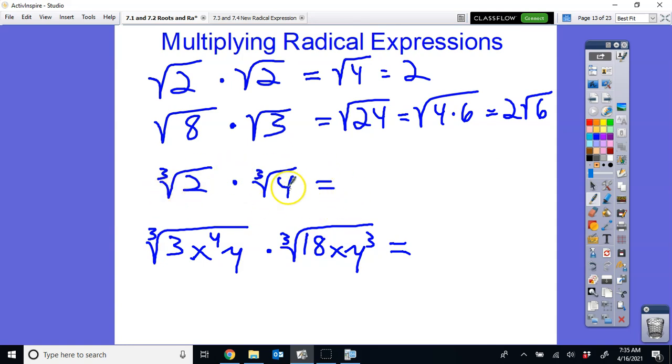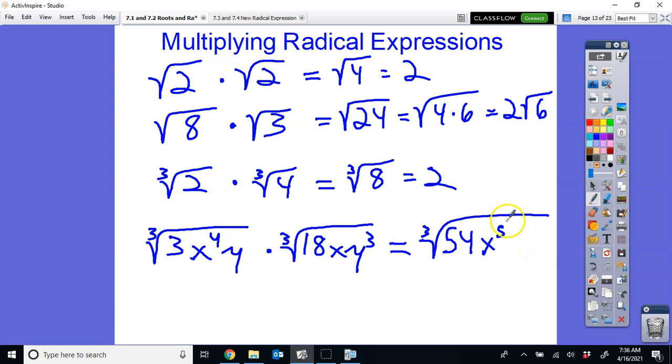The cube root of 2 times the cube root of 4 is the cube root of 8. Well, what's the cube root of 8? The cube root of 8 would be 2. Then you can do the same thing even if it's got variables. The cube root of 3 x to the 4th y times the cube root of 18 x y to the 3rd. You're going to end up with the cube root here of 54. 3 times 18 is 54. X to the 4th times x to the 1st would be x to the 5th. Again, that comes from that other video you were supposed to watch. And then y to the 1st times y to the 3rd would be y to the 4th.